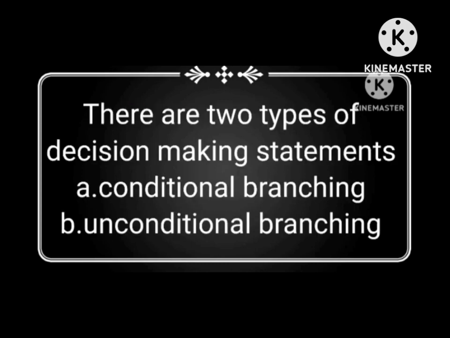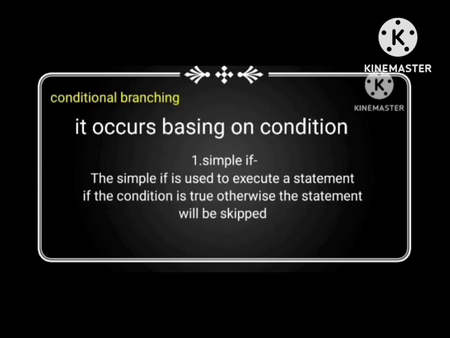There are two types of decision making statements: A. Conditional branching. B. Unconditional branching. These are the two types of decision making statements. Conditional branching statements: when it occurs based on a condition, it is known as conditional branching. C supports the following decision controls and branching statements.